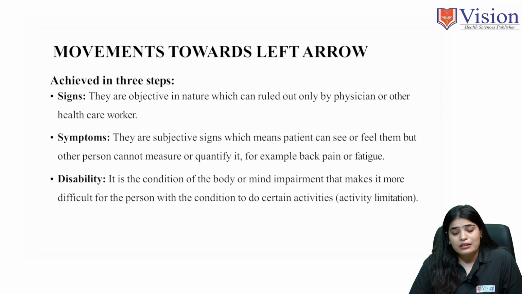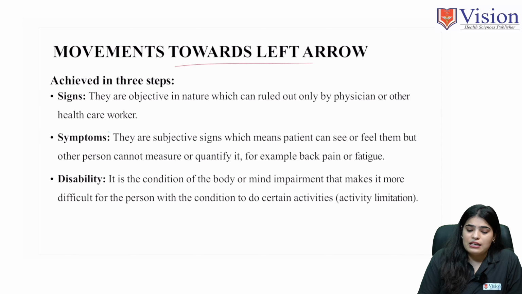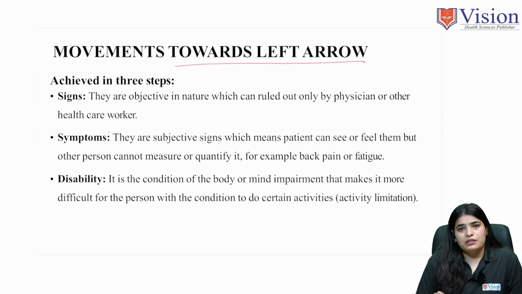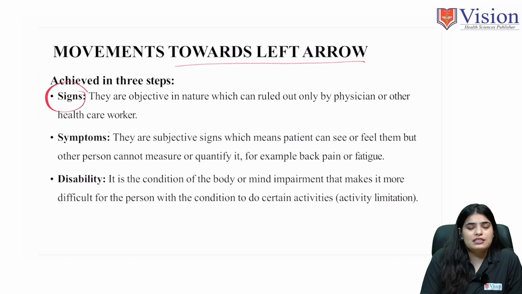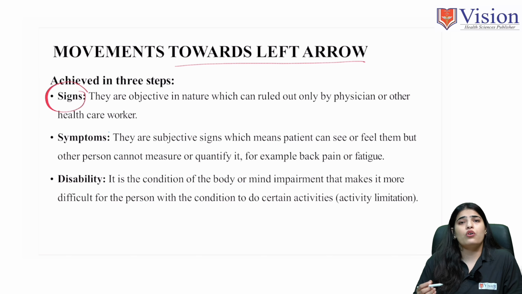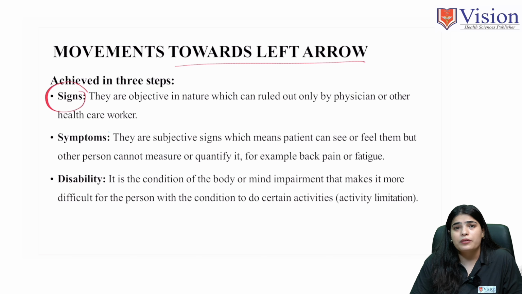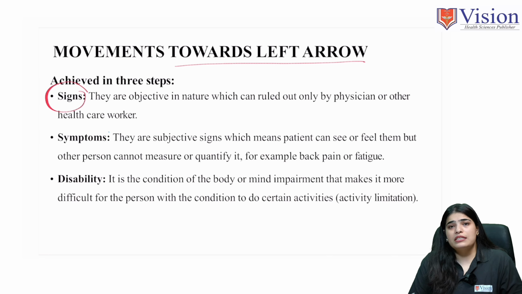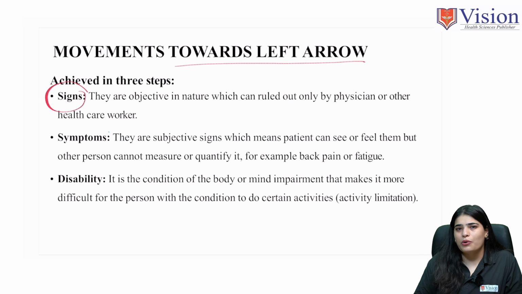In health illness continuum, when we move towards the left arrow, there are 3 factors which will be influencing your health. The first thing is signs. We all know that signs are something that a physician or doctor can see in your body. You are having some kind of disease condition, you are having pale skin, you are having cyanosis, your body is yellowish in color. Those are some signs suggesting that there is some disease condition in your body, and it can be ruled out by the physician only.